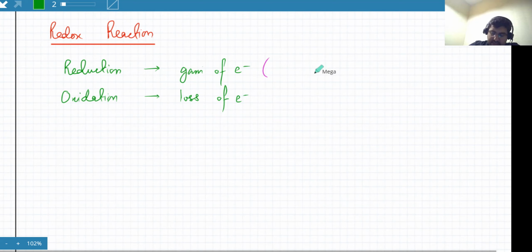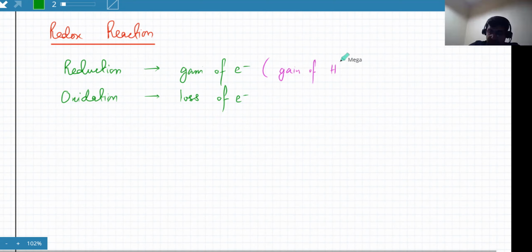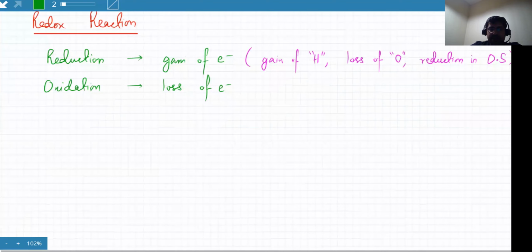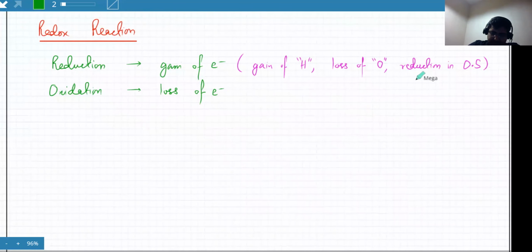So reduction is gain of hydrogen atoms. Not the neutral atoms, not the H plus one ions, or it's the loss of oxygen atoms, or reduction is reduction in oxidation state. And we're going to talk about what oxidation state is. Oxidation state is simply right now just think of it as the charge, but there's a difference, and I'm going to explain what's the difference between oxidation state and charge.